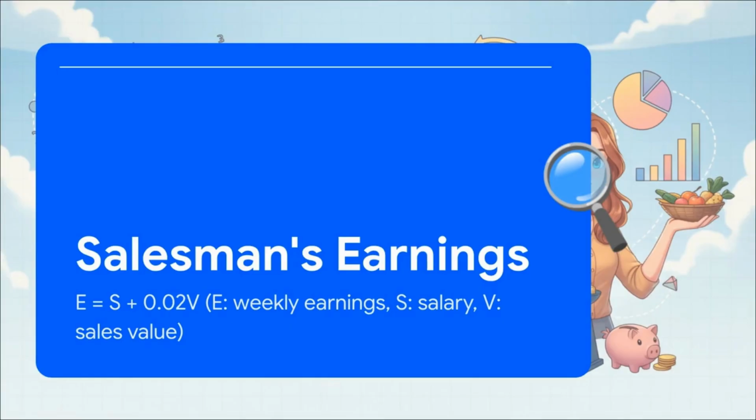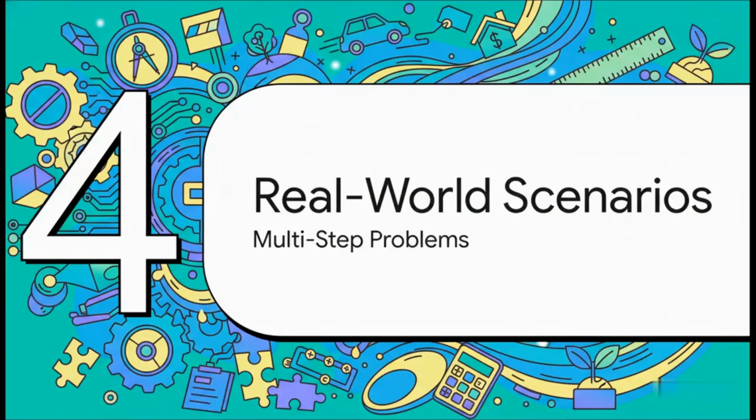Your total earnings, E, are your base salary, S, plus a commission. In this case, it's 2% of your total sales value, V. It's a great example of how math can map out real-world financial situations. It combines a constant, your salary, with a variable, your sales, to give you a really clear picture of what you're making.